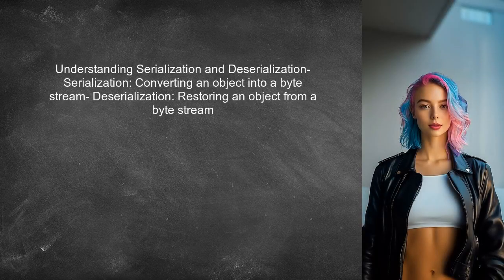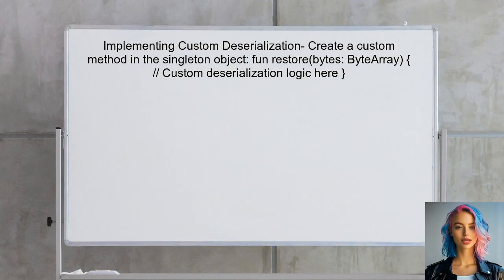To address the user's question about deserializing a singleton in Kotlin, we will first clarify the concept of serialization and deserialization. Serialization is the process of converting an object into a byte stream, while deserialization is the reverse process. Next, the user can implement a custom deserialization method within the singleton object. This method will allow the user to restore the properties of the singleton without manual assignment or reflection.